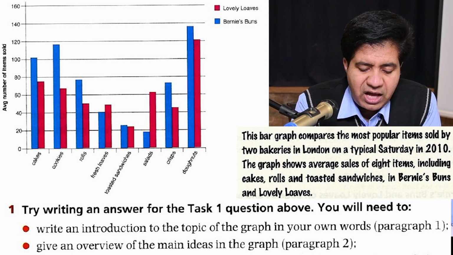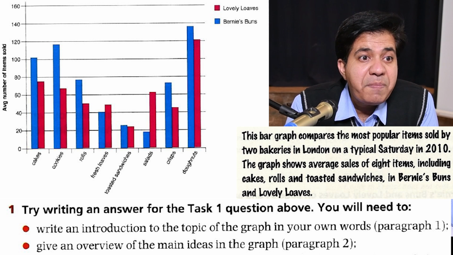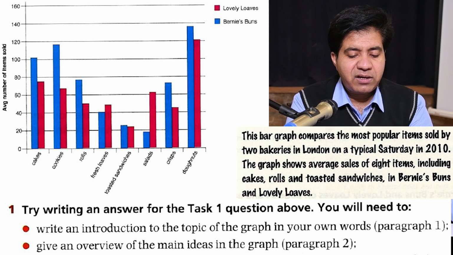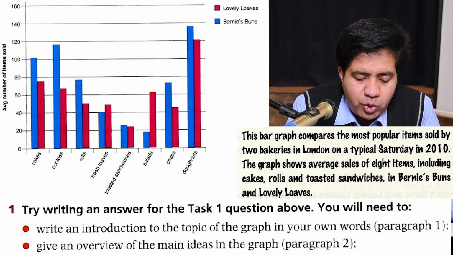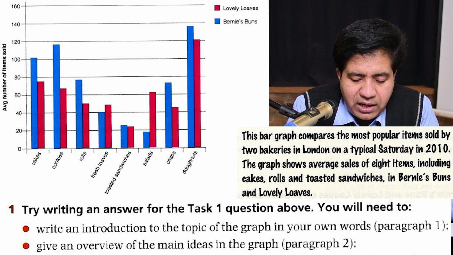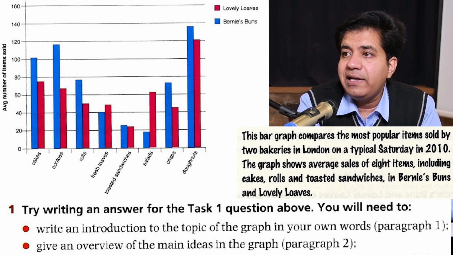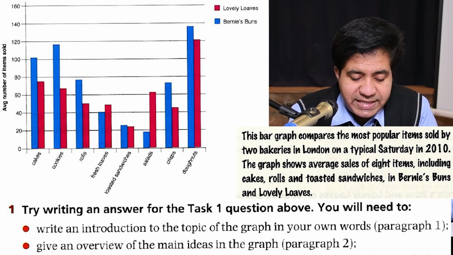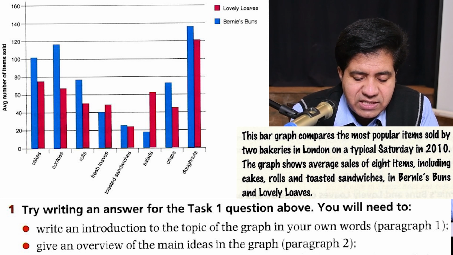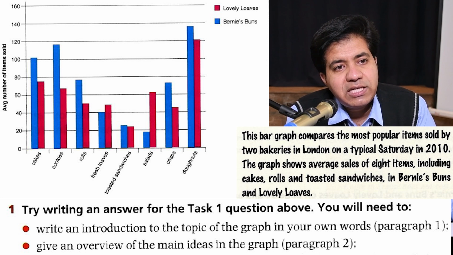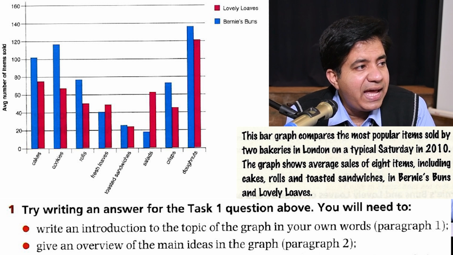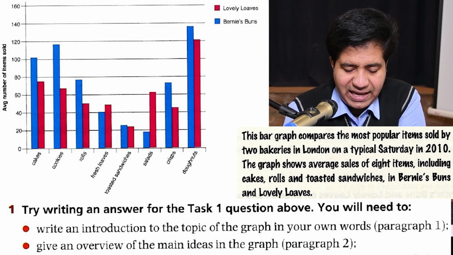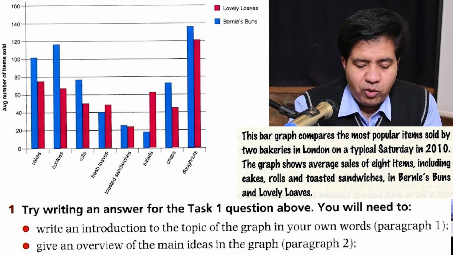This bar graph compares, don't forget this word, compares, so that you tell the examiner, I understand it's a comparative graph. So this bar graph compares the most popular items sold by two bakeries in London on a typical Saturday in 2010. So this first sentence is rewording of question rubric. Second sentence, the graph shows average sales of 8 items, and these 8 items are given on x-axis. Can you see that? Yeah, 8 items like bread and loaves and donuts and all that, including cakes, rolls and toasted sandwiches.